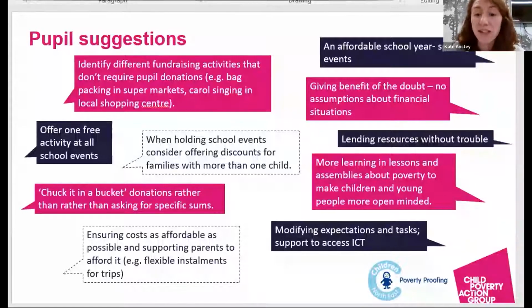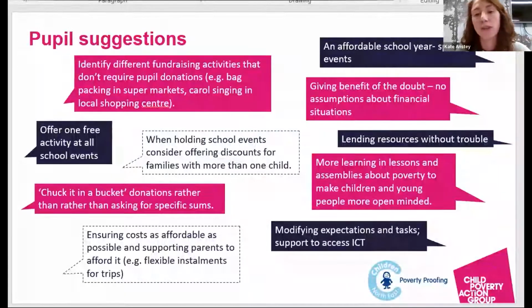So we ask them what they think should be done to make the school day better for them and their peers. And pupils have given us a whole range of suggestions, and I'll just pick out a few in the dark blue here. So one pupil said, just make sure that there's one free activity on offer at all school events. And that's just a way of making sure that whatever the event is, that everybody can take part regardless of income. Another pupil said just making sure that there's an affordable school year, so spacing out events rather than having lots of charity days all clumped together.